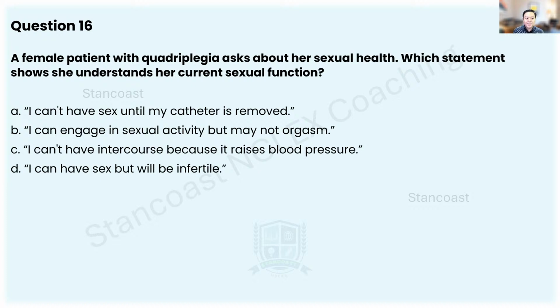What do you think about this question? Which statement shows she understands her current sexual function? A patient with quadriplegia. Would that be A, B, C, or D? Let me try letter D. I can have sex but will be infertile.